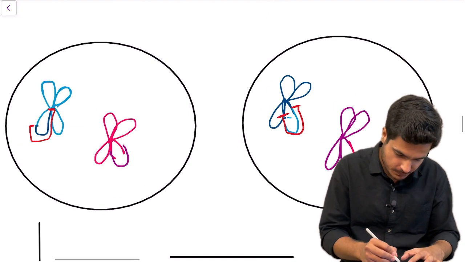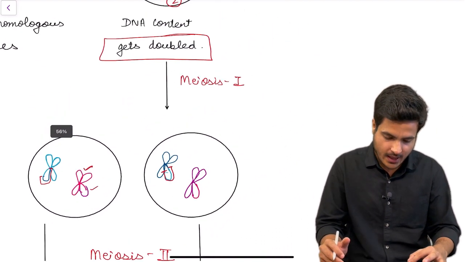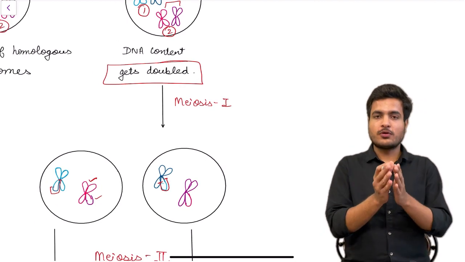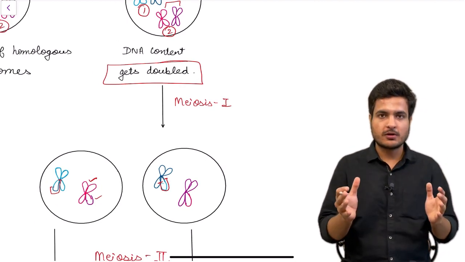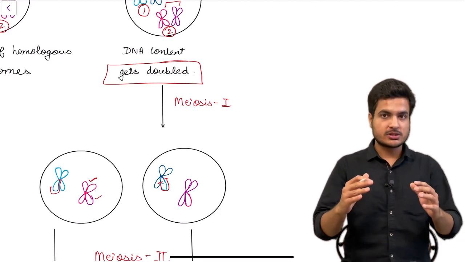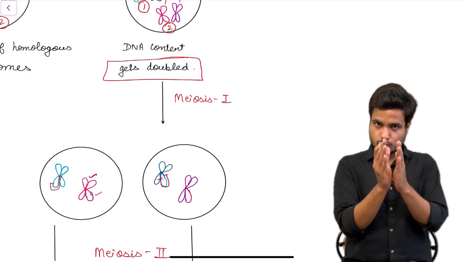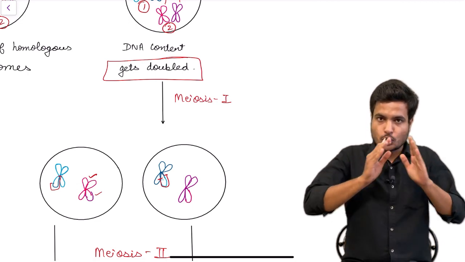Similarly, in these pink and purple chromosomes, there have been some modifications in the genetic framework, and each chromosome from a homologous pair of chromosomes has been split into 2 daughter cells. Now, since meiosis is a 2-step process, what will happen now? Now each chromosome will separate its chromatids.